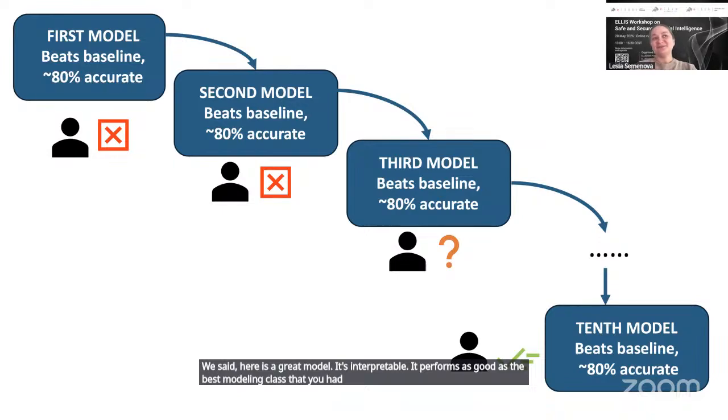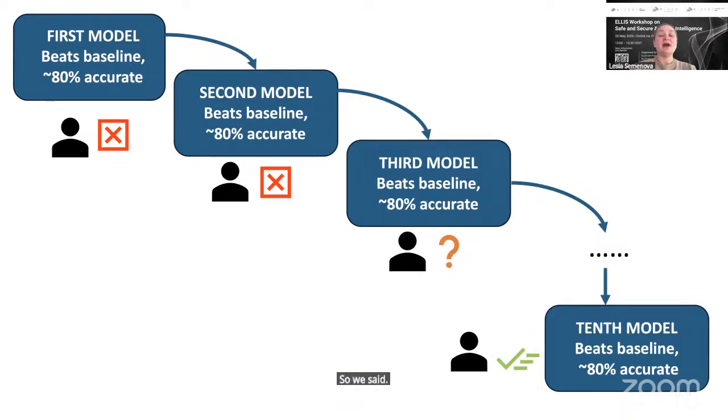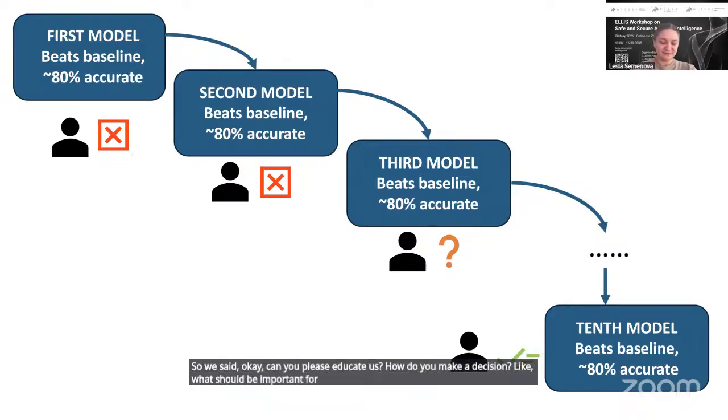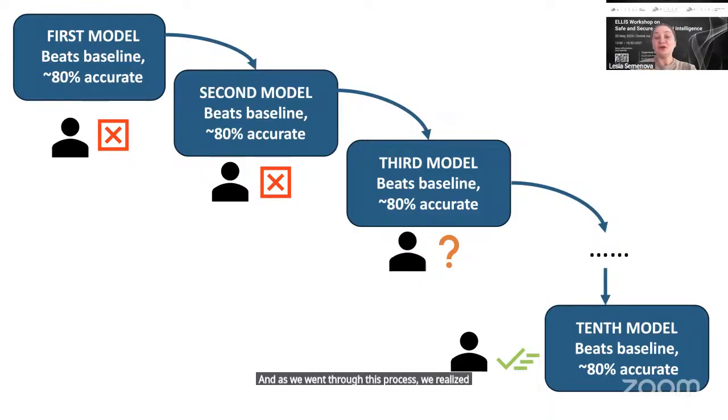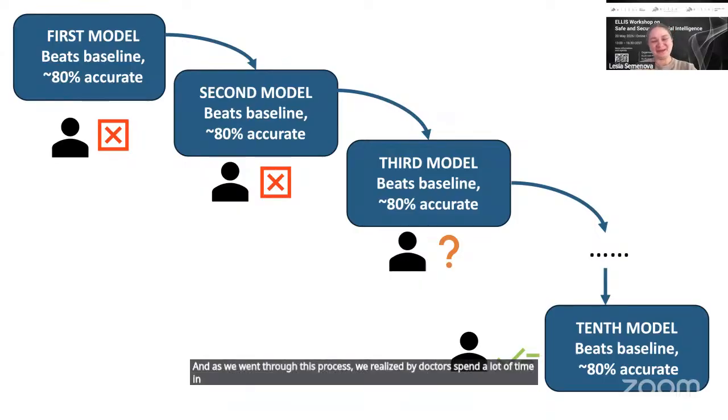And they said, we have no idea what it's doing. We just don't understand it. It aligns matches that are not useful for us. It's not how we make decisions. So we said, okay, can you please educate us? How do you make a decision? What should be important for making this EEG prediction? And as we went through this process, we realized why doctors spend a lot of time in training, because it's a very complex process.